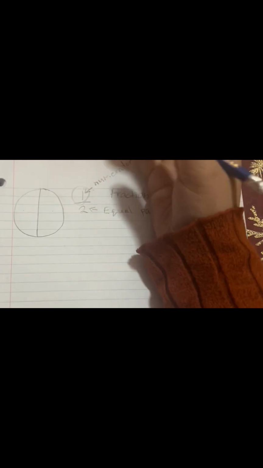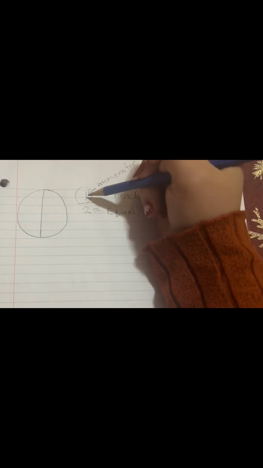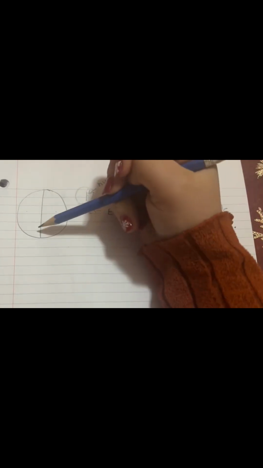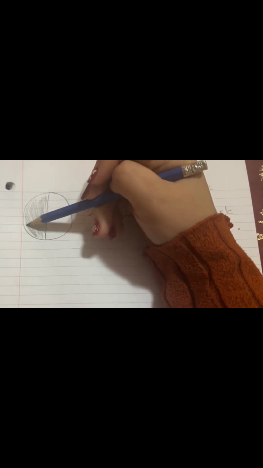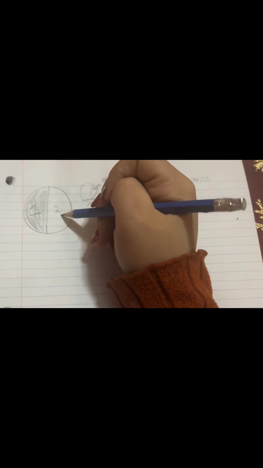The numerator represents what we're shading. So here we have 1. We have to shade 1/2. So here is our half. This is our first example, 1/2. So here it is, 1, 2, 2 equal pieces.